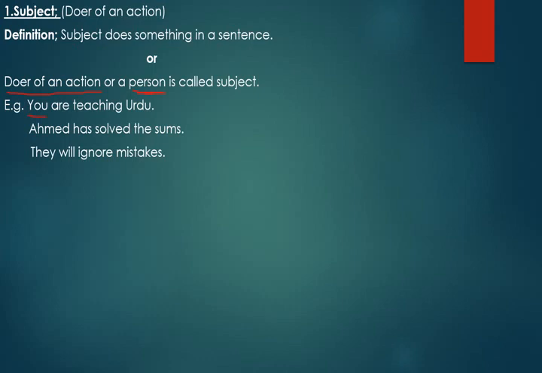Ahmad has solved the sums. Now Ahmad is the doer of an action in this sentence. They will ignore mistakes. They is the subject in this sentence. So the doer of an action is called subject, and very easily we can say that the subject does something in a sentence. Now till here it is quite clear that the subject is the doer of an action.